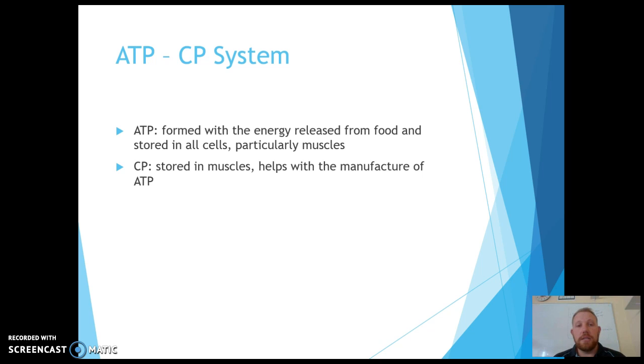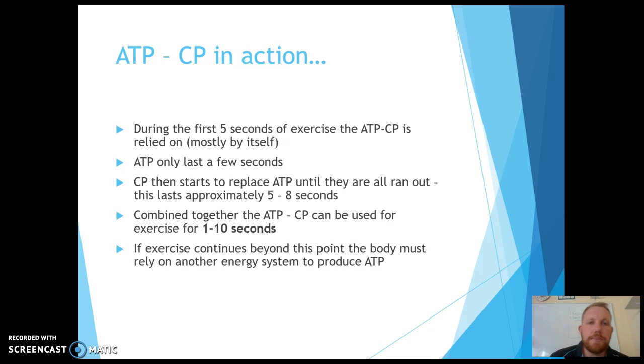So ATP-CP is formed within the energy released from food and stored in cells, particularly muscles. CP stored in muscles helps with the manufacture of ATP. You don't have to worry too much about this, you just need to recognize that it's a very explosive system. ATP-CP is in action during the first 5 seconds of exercise, when it is relied on mostly by itself. ATP only lasts a few seconds. CP then starts to replace the ATP until they have all run out. This lasts approximately 5 to 8 seconds.